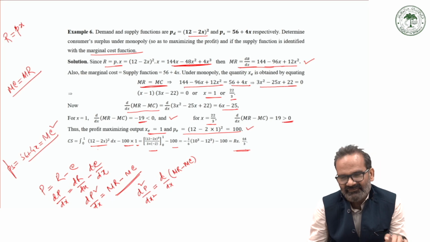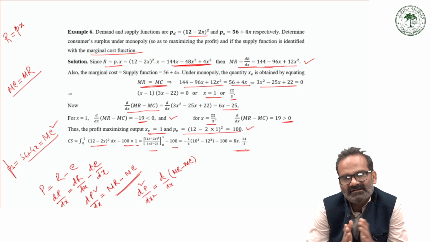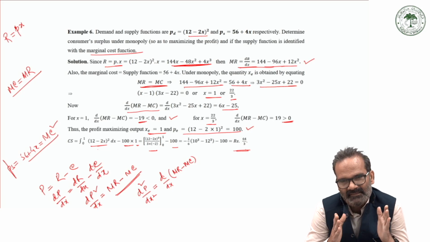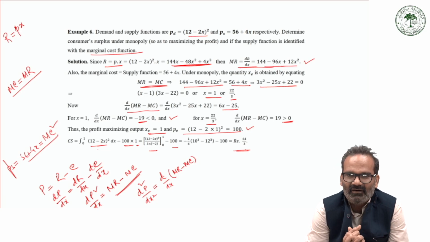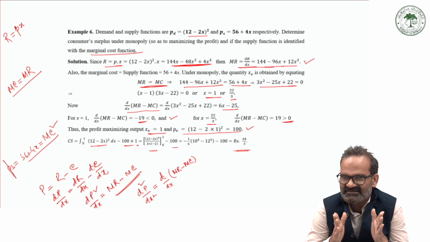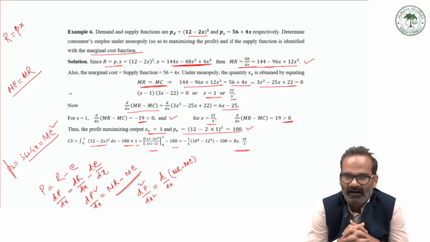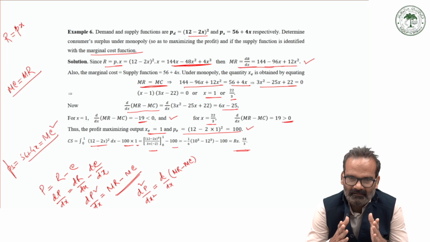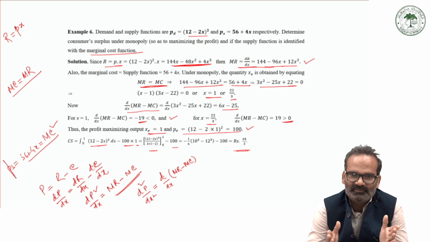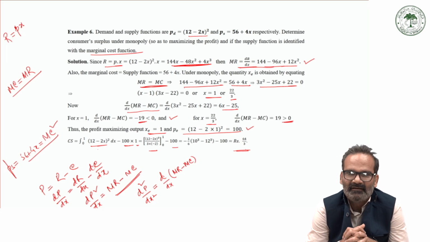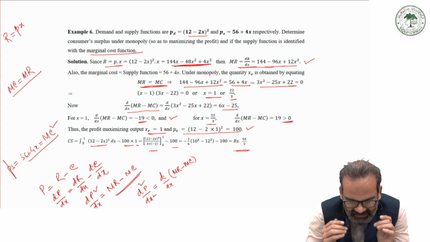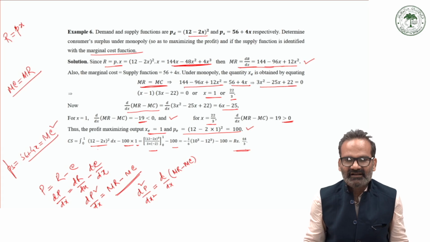So we have discussed almost all the possibilities of finding the consumer surplus, either the general case or under perfect competition as well as under monopoly. So students, we should stop here, and we will take up the next lecture in the subsequent text, right?